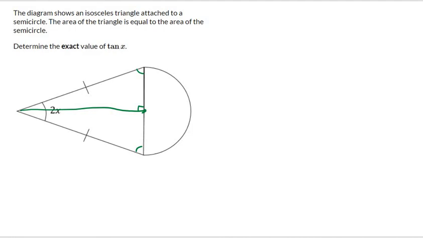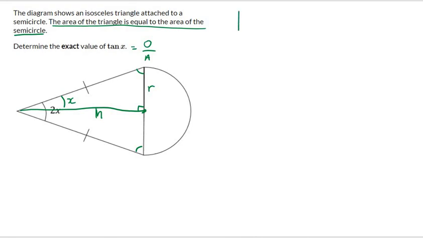Let's just think. We've got that isosceles triangle, and we've split it down the middle. So there's an x there, and we'll have an x on the other side as well. To get tan, we would do the opposite over the adjacent. I'm going to call the adjacent side h because it's a bit like the height of the triangle, and the opposite side is the radius of the semicircle, r. I don't know any of this at the minute, but I can use this statement: the area of the triangle is equal to the area of the semicircle.